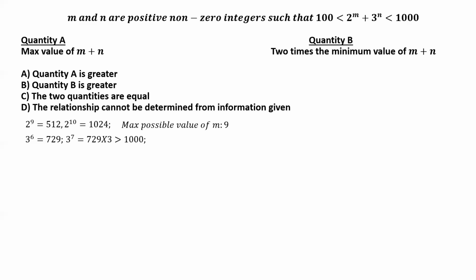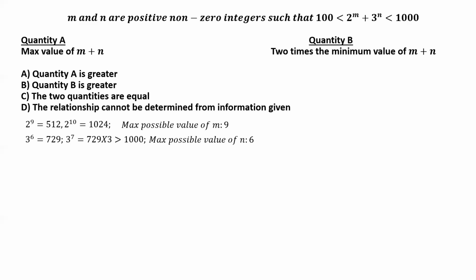So the maximum possible value of n individually will be 6, because if n is 7, then 3 to the power n by itself will exceed 1000, and so the inequality that's given will not be satisfied. So far we have considered the maximum values of m and n individually. We haven't looked at m plus n yet. But what happens if we set m to its maximum possible value, 9, and we do the same for n simultaneously? So we set it to its maximum possible value.